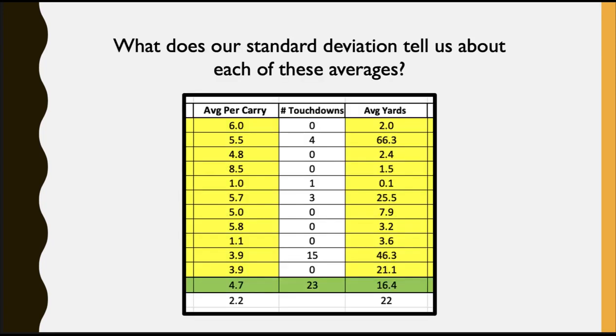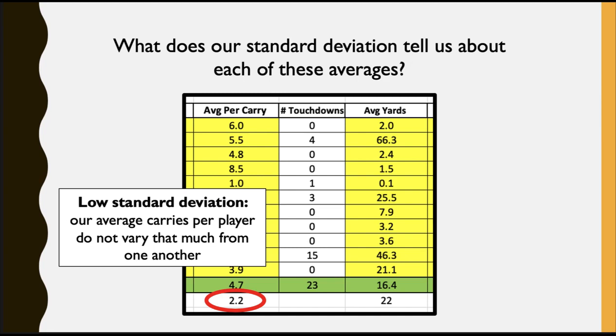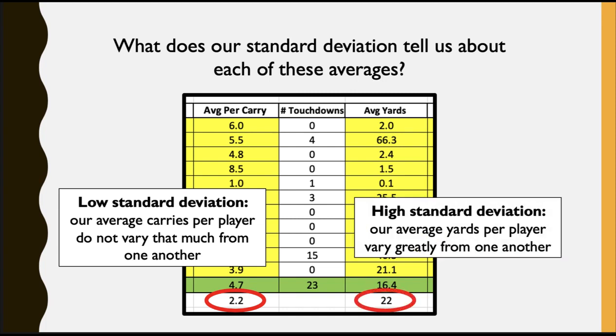So comparatively, our average per carry had a kind of a low standard deviation. The average carries per player really did not vary that much from one another. But for average yards, there was huge variance between one another because, for example, look, this guy got 63, this guy got 0.1. So much more deviation in these numbers.